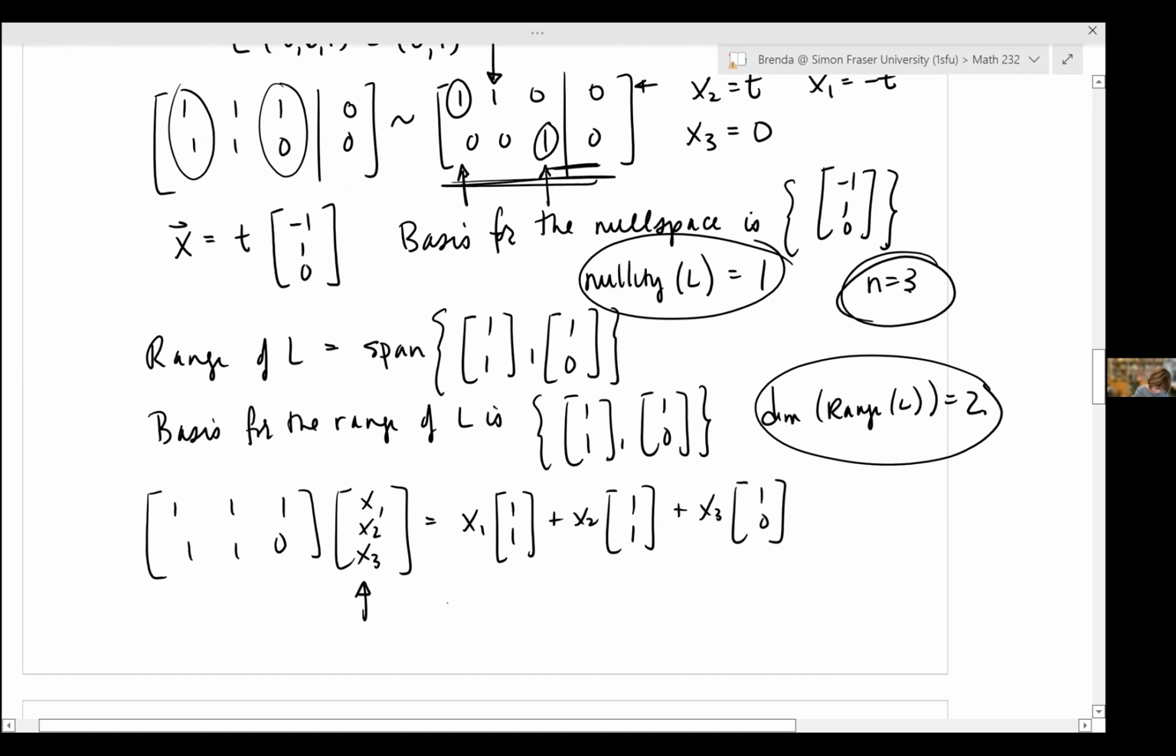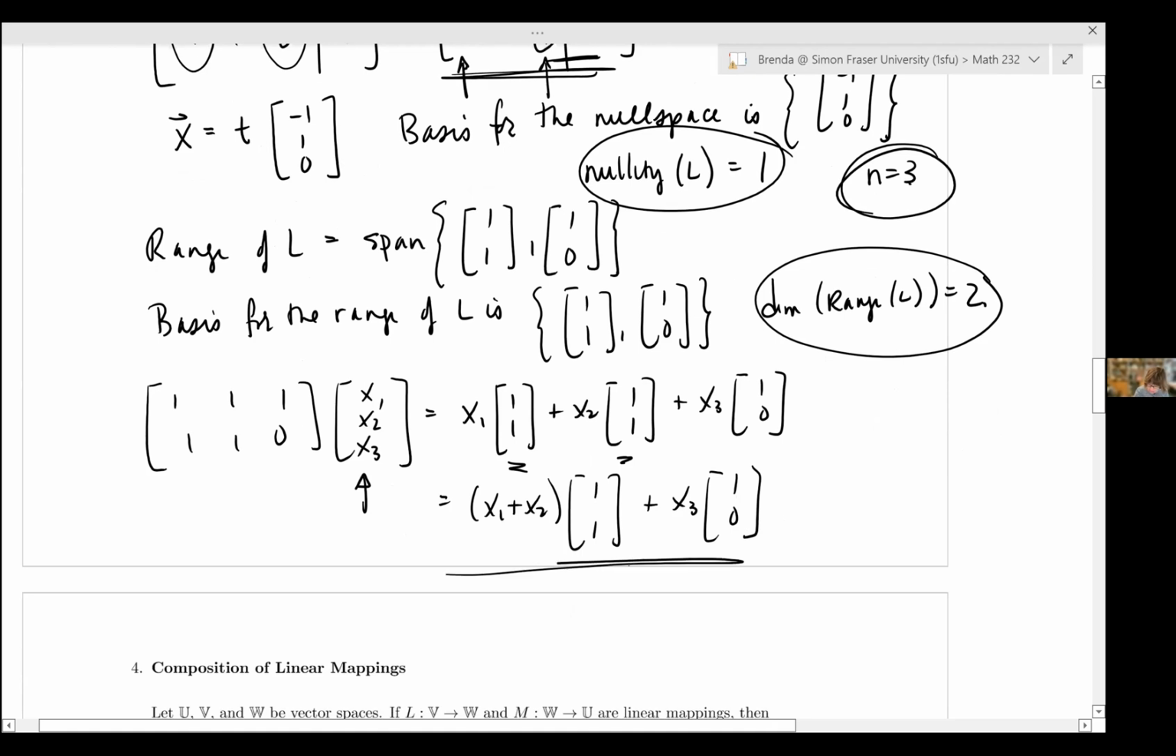Okay, and then I could rewrite this, seeing how this is the same in both cases. I could write this like this. So the possible outputs that you can get is some number times this vector plus some number times that vector. That's exactly the basis for the range, those two vectors. Okay, we can compose linear mappings.